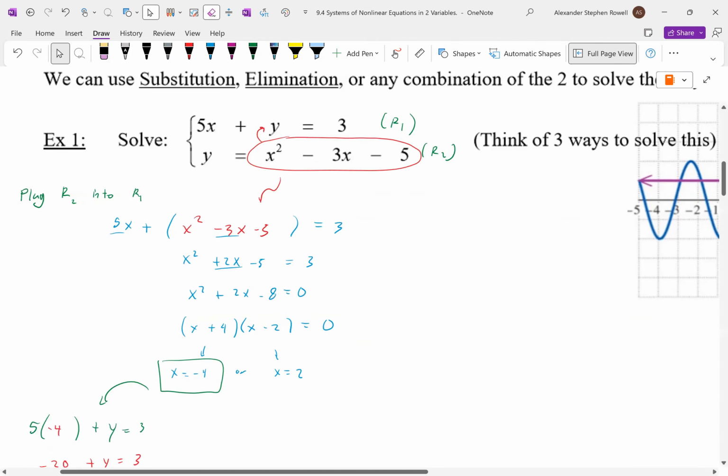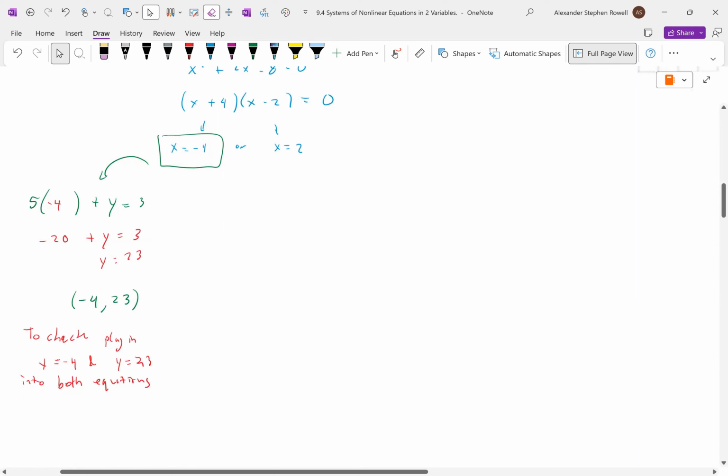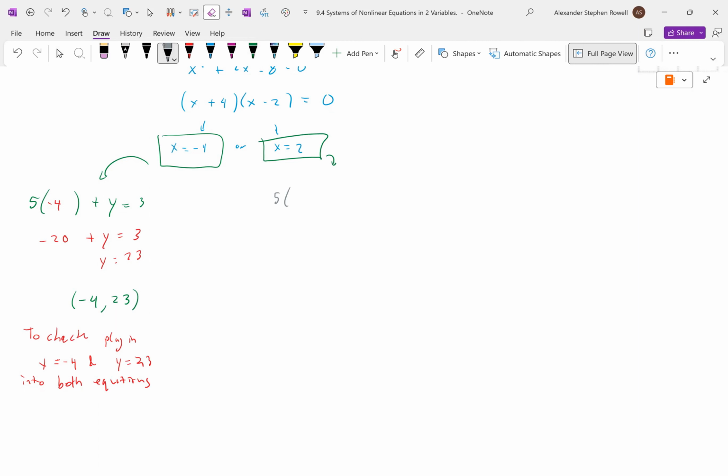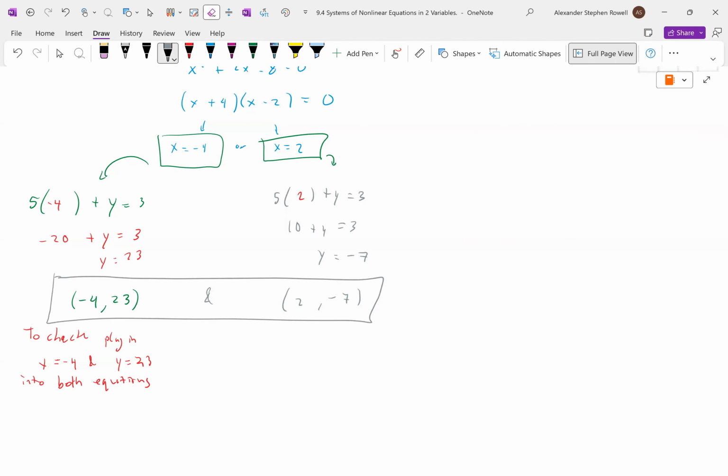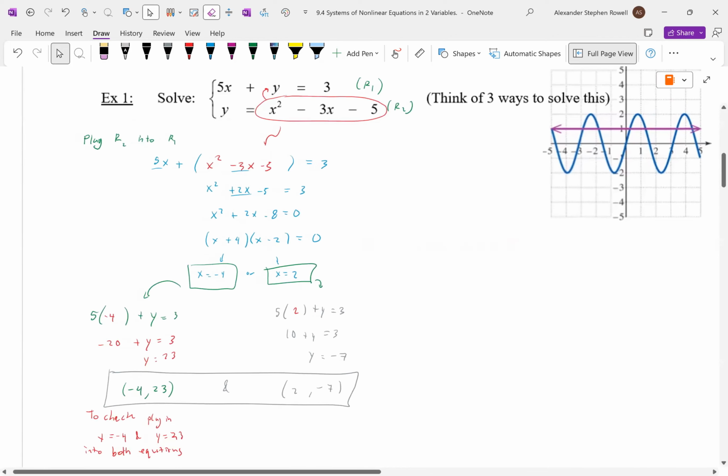We found the first one. When x is -4, y is 23. So this is for sure a solution, assuming I didn't make a mistake. You can plug it in. So we know that x equals 2 is another point where they intersect for sure. We plug in here: 5x plus y is equal to 3, and we'll plug in 2. 10 plus y is equal to 3, or y is equal to -7. So we have 2 points of intersection, 2 ordered pairs that make both equations true.